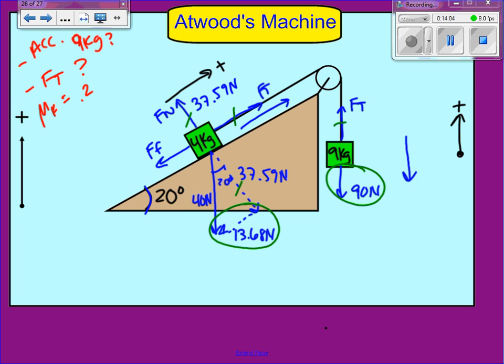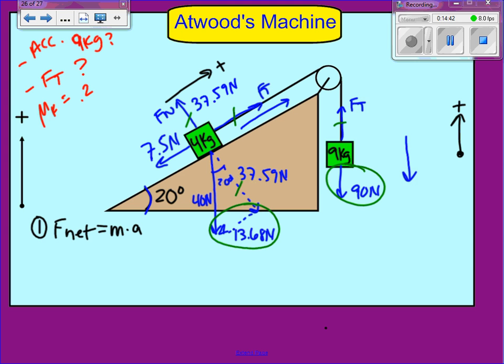And let's figure out what that friction is. Friction is just equal to the mu times the force normal. The mu is 0.2, and the normal force is the 37.59. And so 37.59 times 0.2 gives me a force friction of approximately 7.5 newtons. Okay, so now I'm going to go ahead and get rid of my calculation there for force friction because we have that. So now that I've got my entire force diagram with all my values in there, let's go ahead and figure out what the acceleration is.